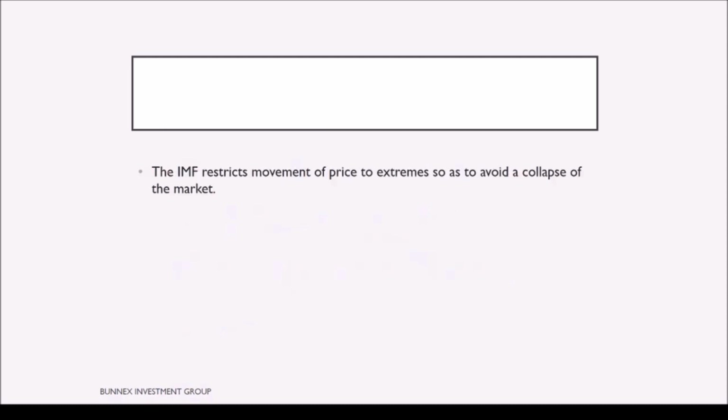So ADR is important to us because the IMF restricts movement of price to extremes so as to avoid a collapse of the market. We mean the International Monetary Fund restricts market makers from pushing the graphs in whatever amounts they want, because that will lead to crashing of the market. For instance, they are not allowed to push GBP against USD 400 to 500 pips a day and the following day another 500 pips, because that will definitely crash the market.